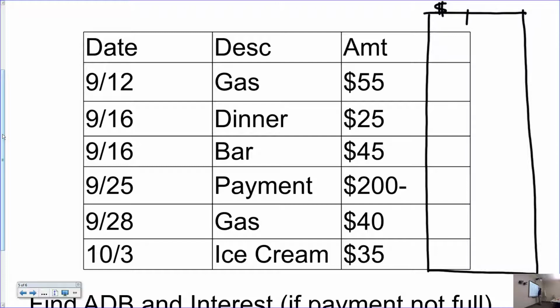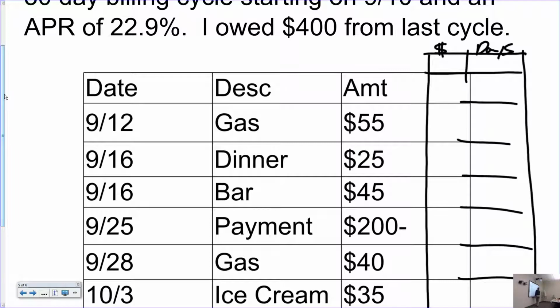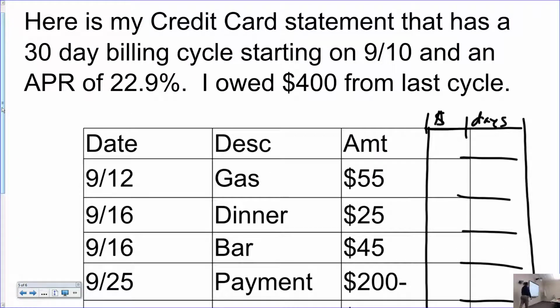We need to have dollars and we need to have days. All right? And technically you need to have one more row than you have rows that you're working with, right? Dollars, days. So what's the first dollar amount in my average daily balance calculation? 400, because I carried over a balance of $400.